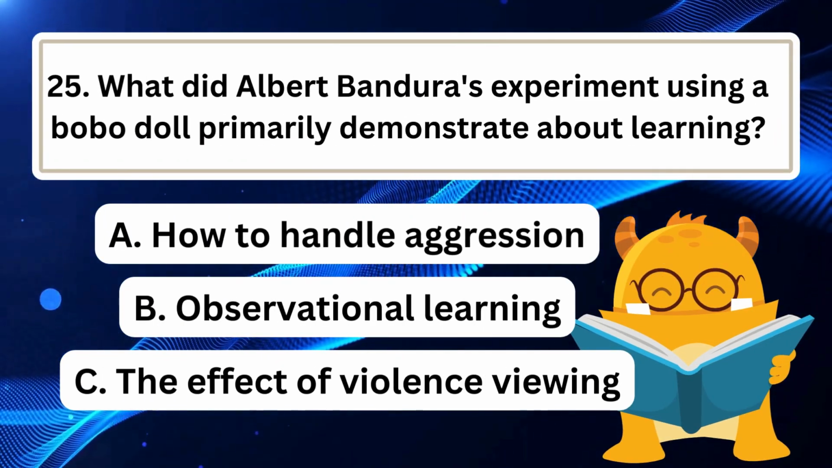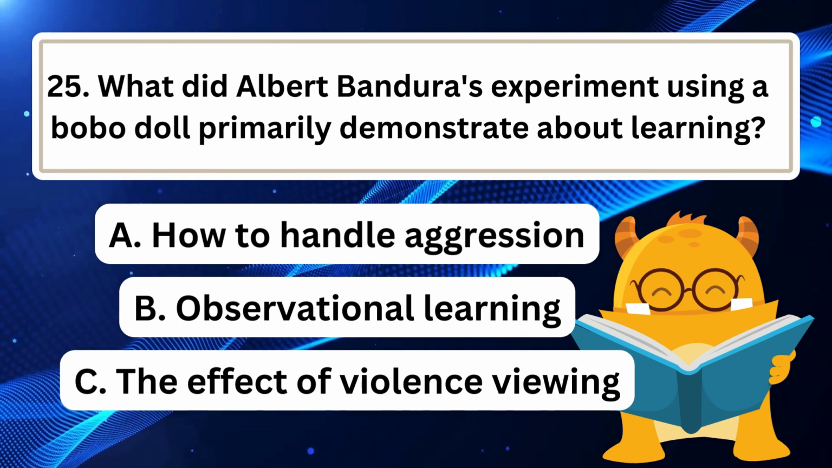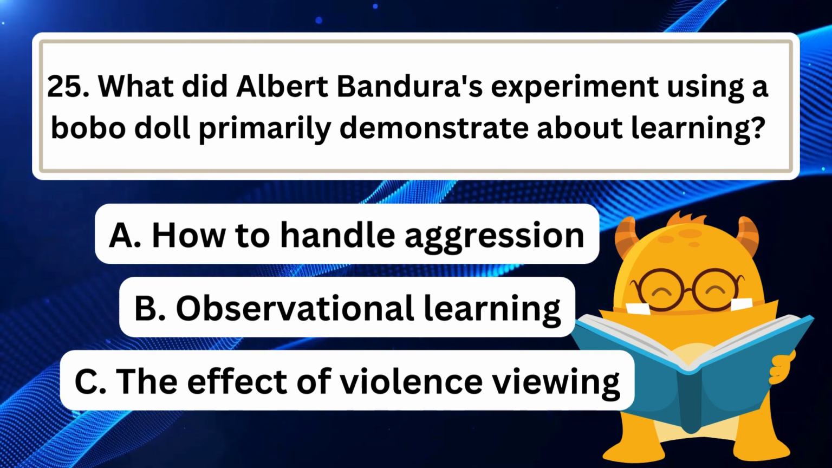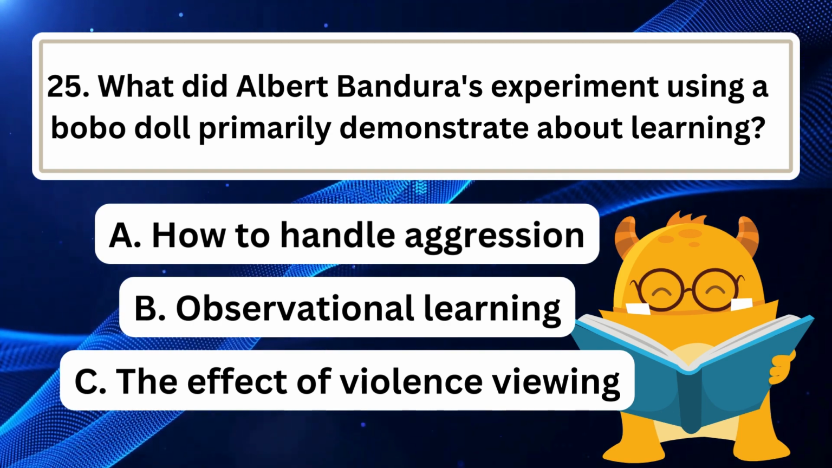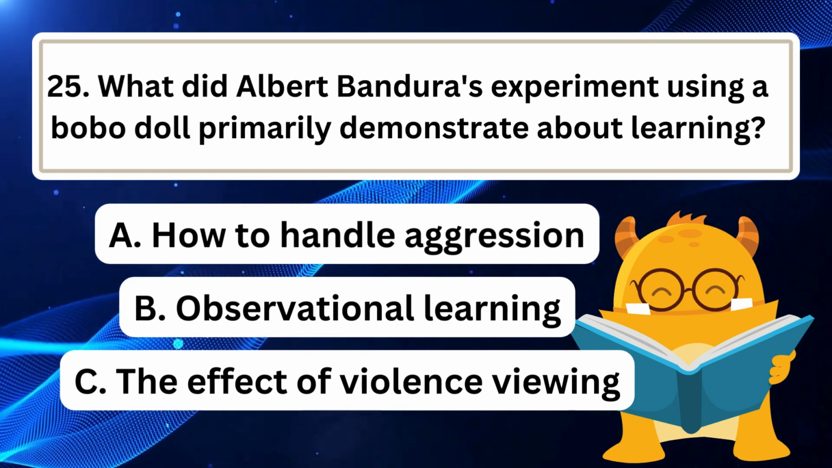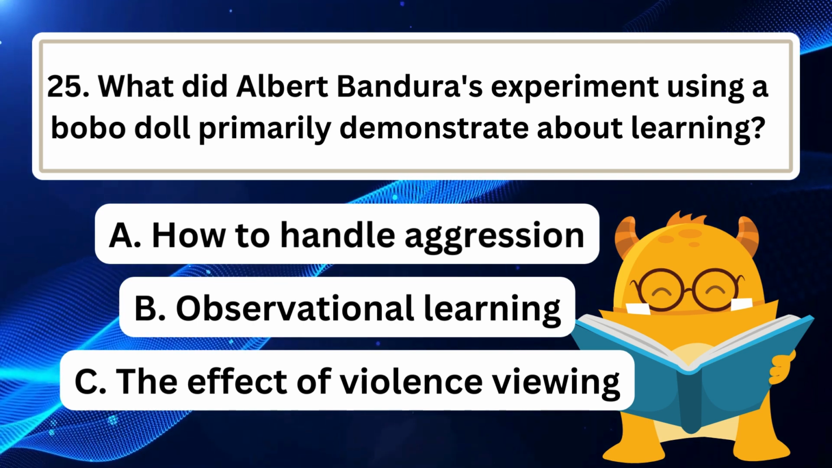25. What did Albert Bandura's experiment using a Bobo doll primarily demonstrate about learning? A. How to handle aggression. B. Observational learning. C. The effect of violence viewing.